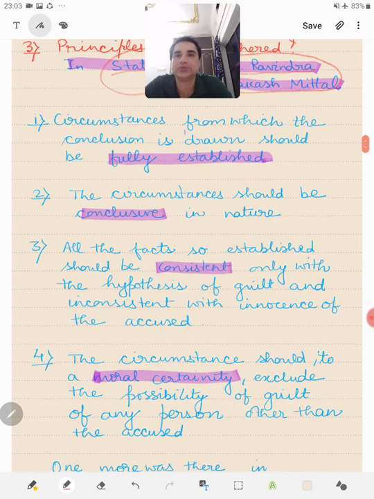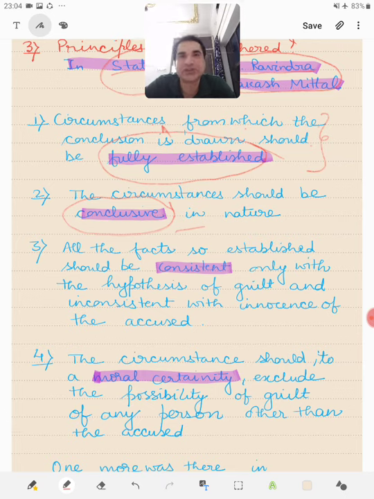points were laid down. One is that circumstances from which the conclusion is drawn should be fully established. So the circumstances from which the main fact is drawn, those circumstances should be fully proved. Then the circumstances should be conclusive in nature. That is, it should give a definite conclusion. It should not create any confusion in the mind of the judge.